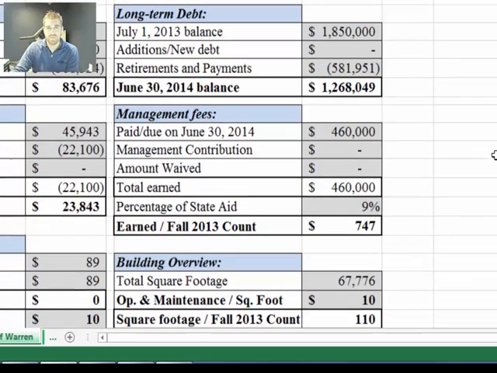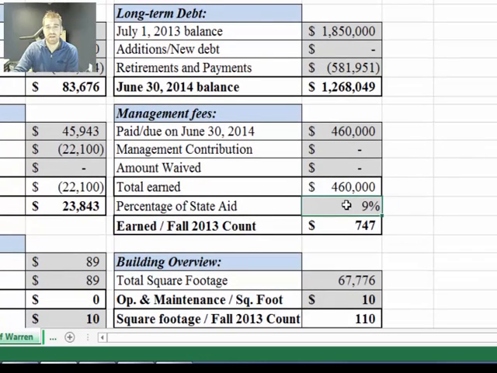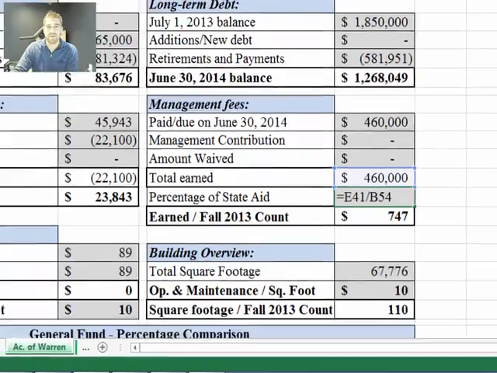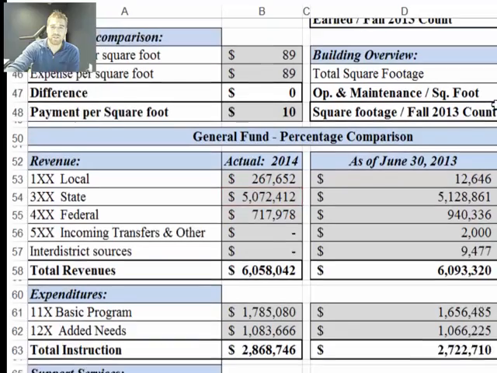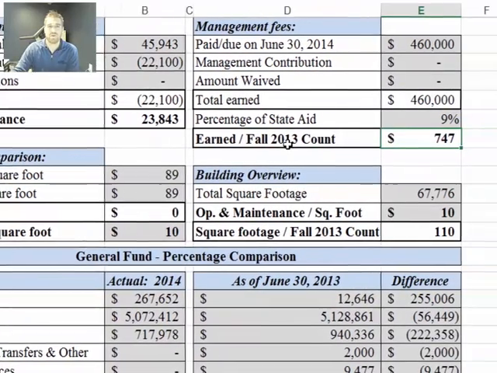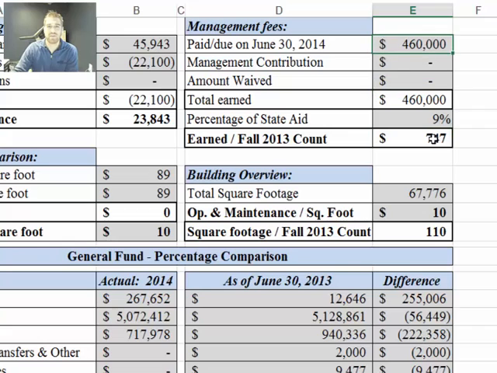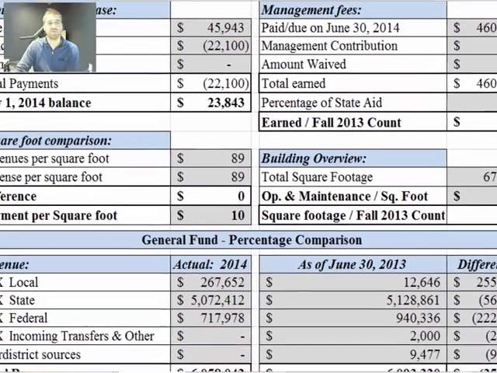So we have the state aid. This calculation just takes the management fee and divides it by the total state aid for the year. So that's where that calculation comes from. And then earned takes this amount and divides it by the fall 2013 count, which was the fall count for the June 30th 2014 school year. So that's what that's about.